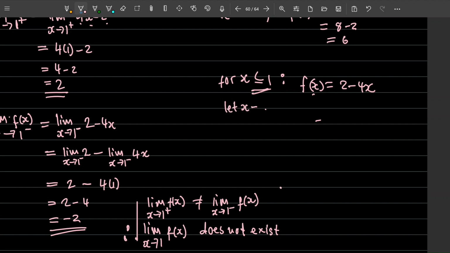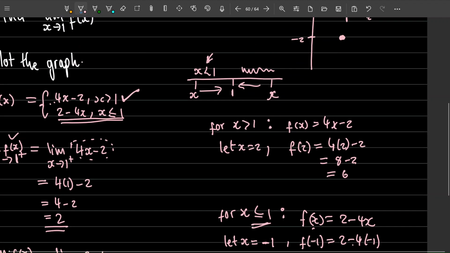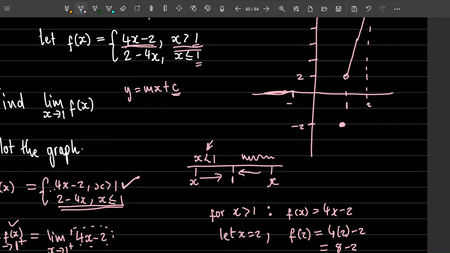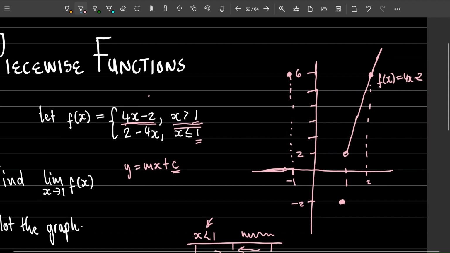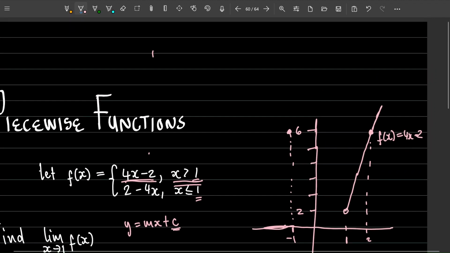We can say let x be equal to any value that is smaller than 1. You can say -1. You would now say f of -1 will be equal to 2 minus 4 times -1. You can punch in the calculator, you get 4, a positive. So it'll be 2 plus 4, which is 6. So that means when x is -1, your y is 6. So it comes all the way up to where we were here. And you can join the 2 points together. So you draw the graphs one at a time. That's all you got to do.